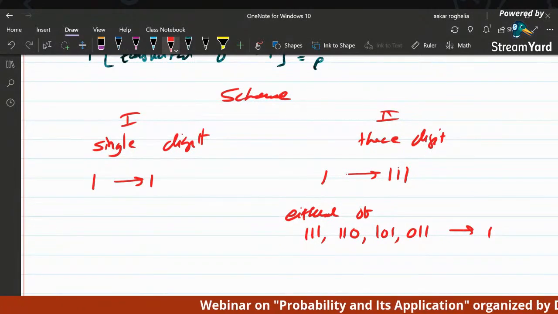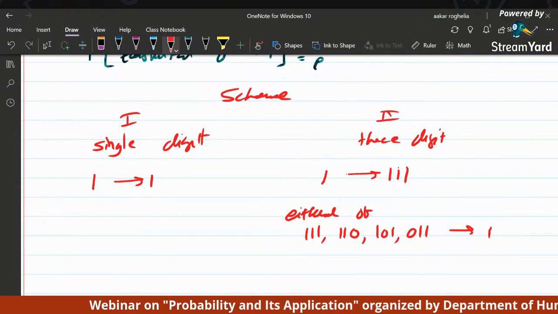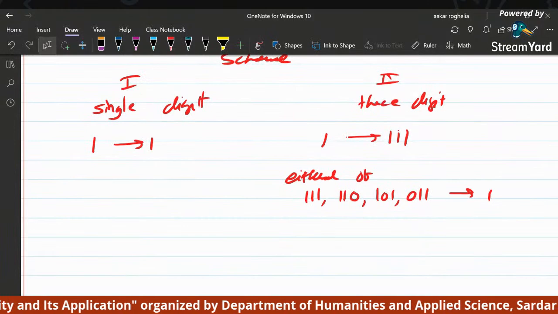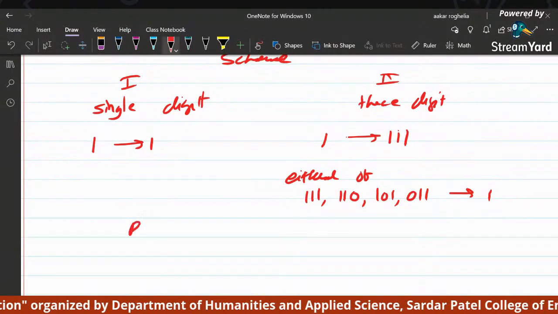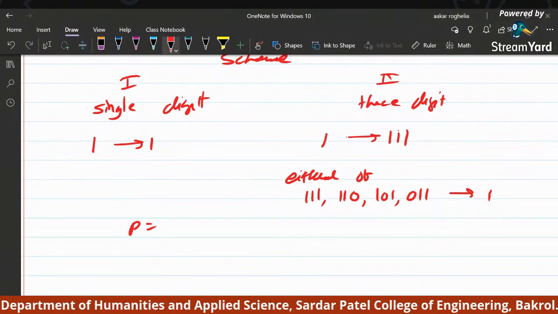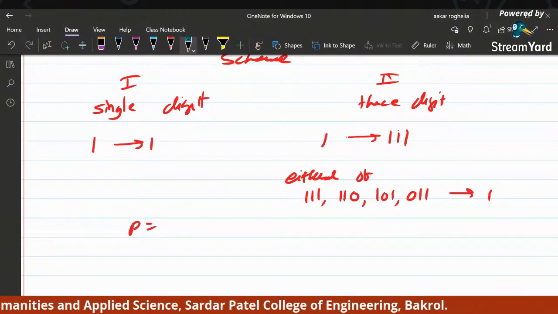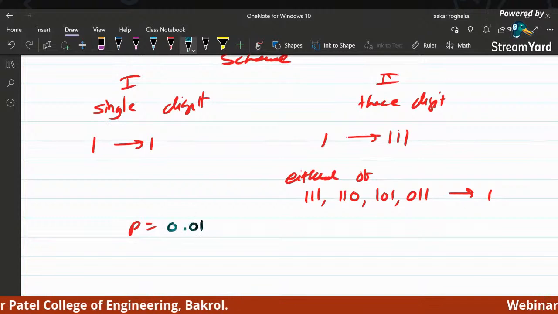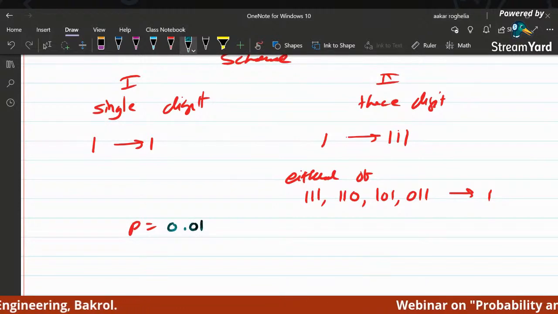So which scheme is good? Let us try to see that in both ways. In the single digit scheme, of course, the probability is like P. We consider this P means sending a wrong digit. It is considered a very small probability of 0.01. 0.01 means only 1% chances of getting an incorrect answer.